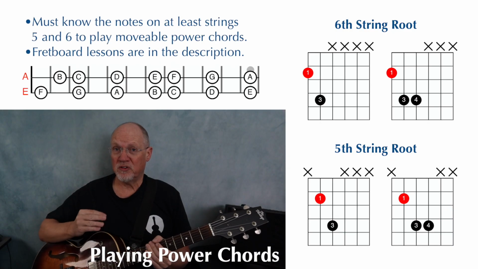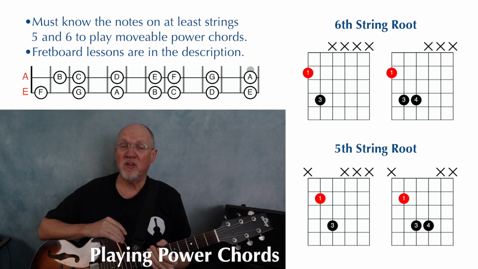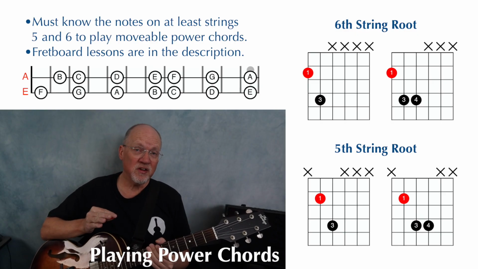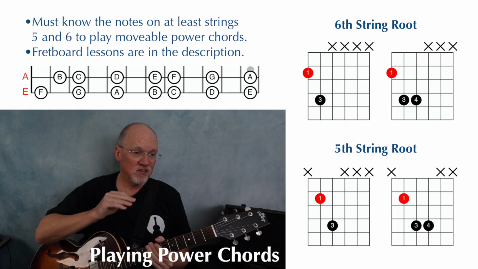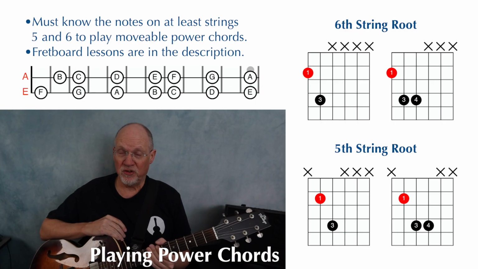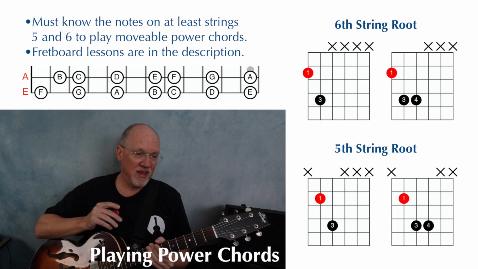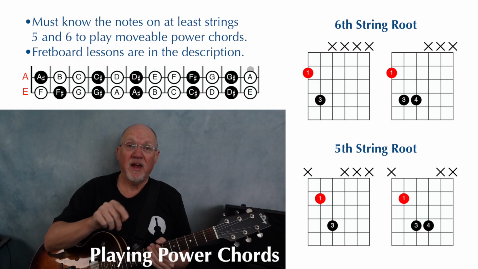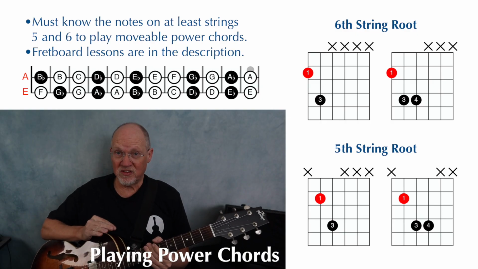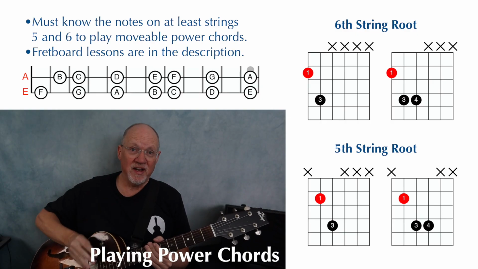To put these power chords to use, you need to know the names of the notes on the fretboard, or at least on strings 5 and 6. So these are the natural notes on strings 5 and 6, and then we can fill in the gaps with sharps and with flats. In this lesson, we'll keep it simple and just show the natural notes.